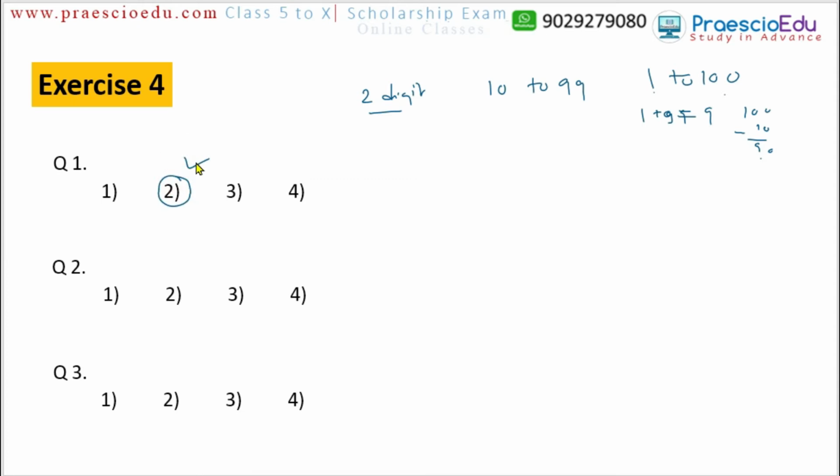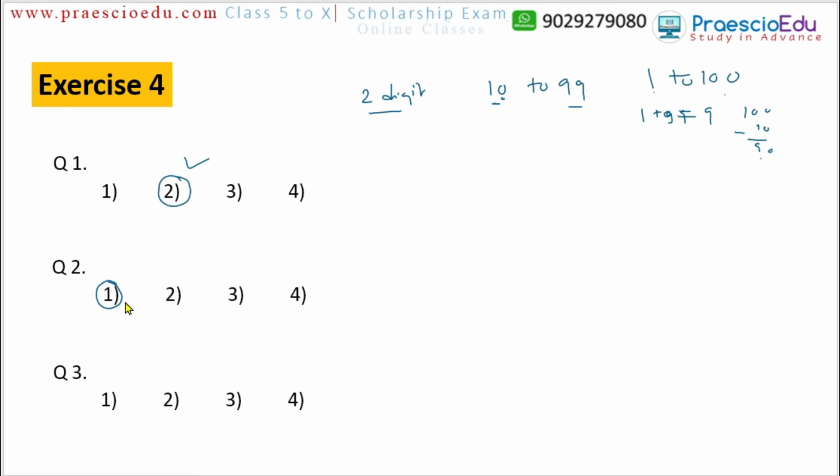Now, in how many two digit numbers does 0 appear? Only the two digit numbers, 10 to 99. The digit 0 appears in 10, 20, up to 90, means there are 9 numbers. So 9 numbers means option number 1.